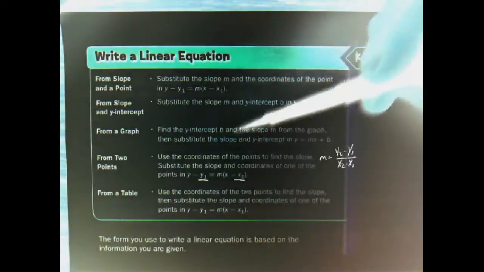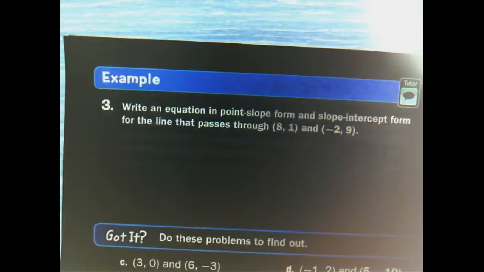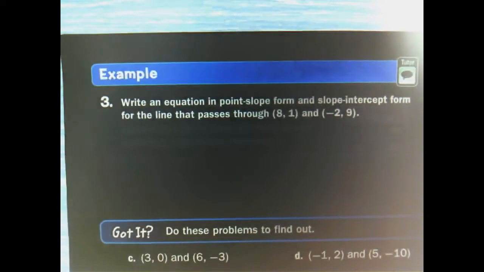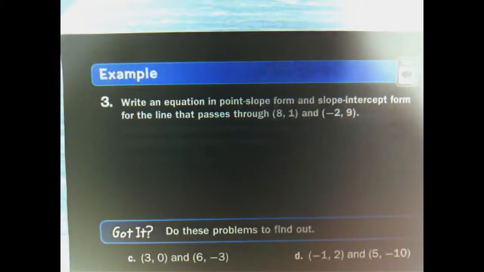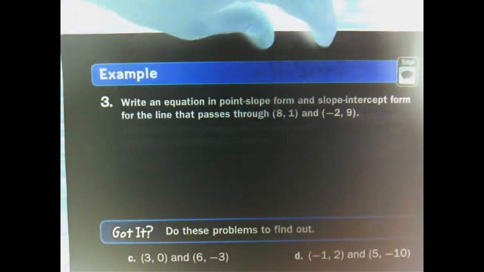So the form you use to write a linear equation is based on the information you are given. So you need to analyze what you have and figure out what you can make from it. So example number 3, write an equation in point slope form and slope intercept form for the line that passes through (8, 1) and (-2, 9).